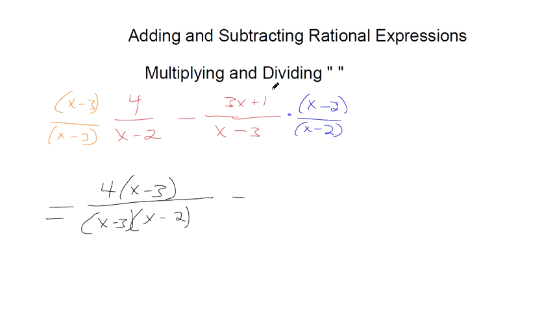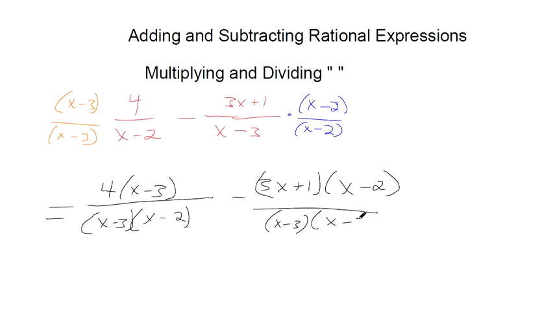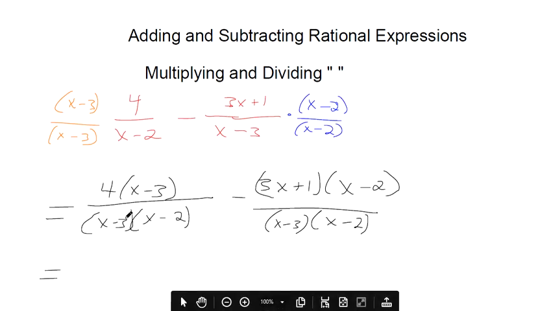And then we're subtracting that by, we got (3x plus 1) times (x minus 2). We got to keep that in parentheses. And then we have the same thing in the bottom, we got x minus 3 and x minus 2. So now at least they have common denominators. We still got to do some simplifying though. We got to distribute this 4 to everything inside this parentheses. So this becomes 4x minus 12 over (x minus 3)(x minus 2).